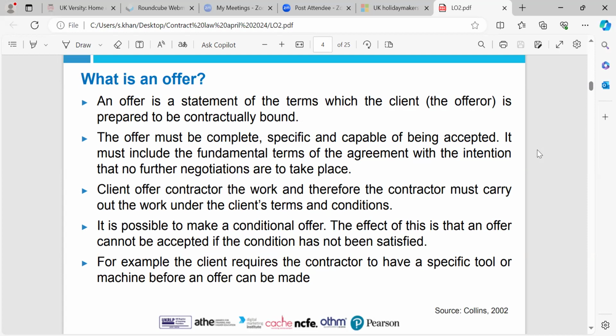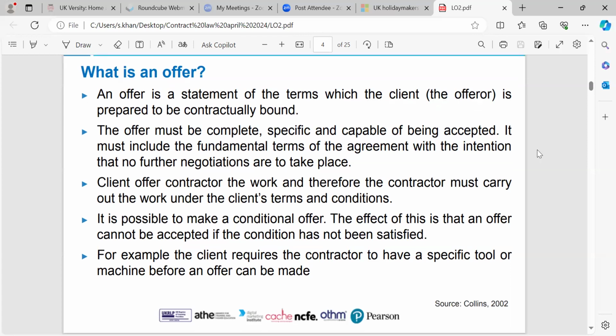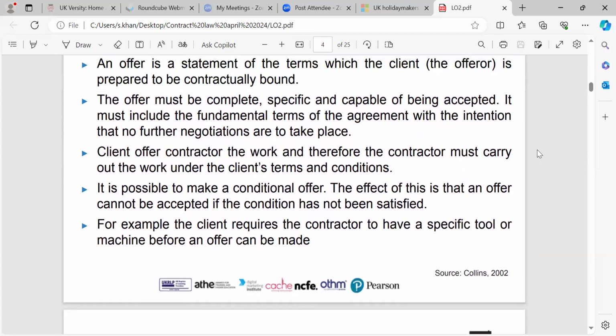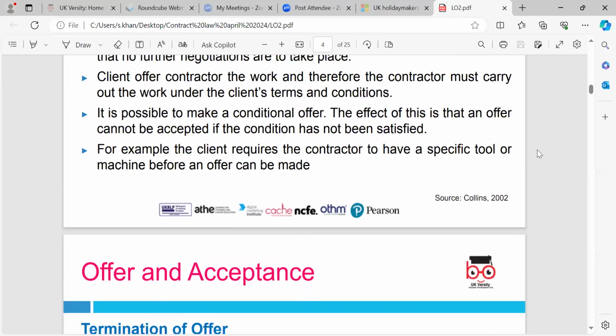If a client offers a contractor the work, then the contractor must carry out that work under the client's terms and conditions. It's possible to make a conditional offer. The effect of this is that an offer cannot be accepted if the condition has not been satisfied. For example, if the client requires a contractor to have a specific tool or machine before an offer can be made. An offer is essentially a proposal made with the intention that, if accepted by the person to whom it is addressed, which is the offeree, the person making the offer intends to be contractually bound by it.